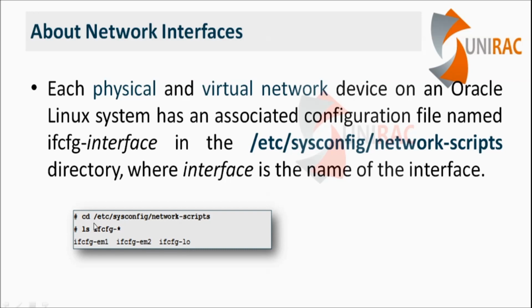You can go to the directory with cd and list your file names: em1, em2 and lo. We have three interfaces: em1, em2, lo, Ethernet card 1, Ethernet card 2 and loopback. All the interfaces are prefixed with ifcfg, and the configuration files for each network interface can be found under this directory. You can edit and change the configuration settings of that interface. You can find your information from that file for your physical or virtual device.